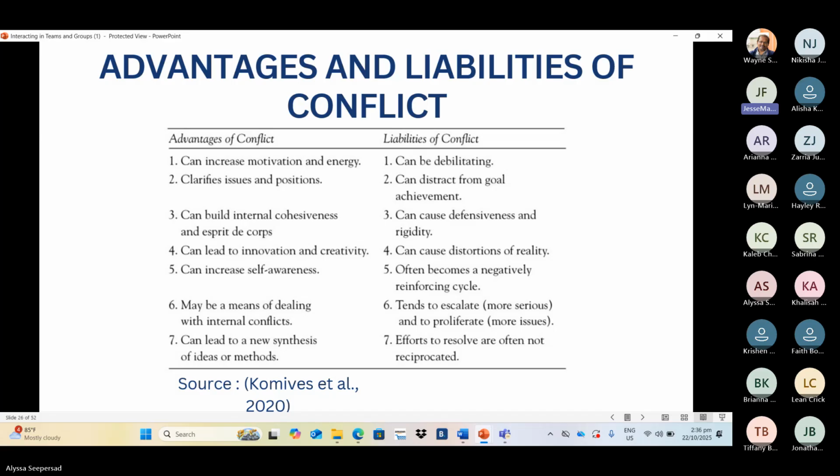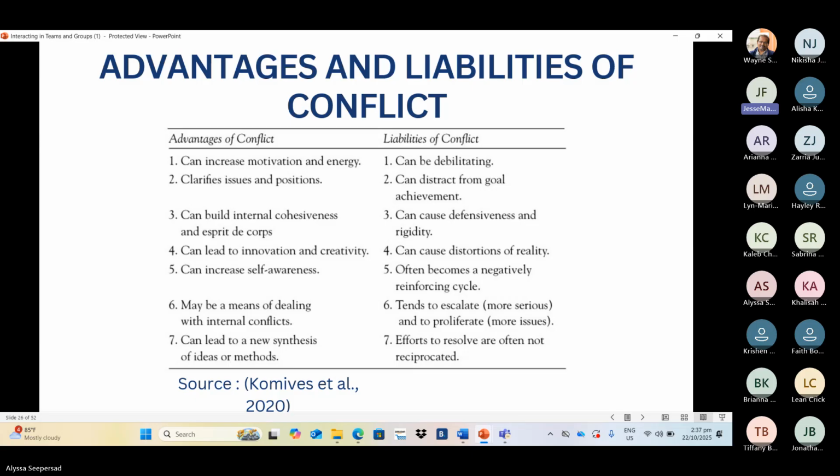It can increase self-awareness, so conflict can help people see their own strengths and values more clearly. Maybe a means of dealing with internal conflicts. It can help people confront or resolve their own personal and emotional traumas. And lastly, it can lead to new synthesis of ideas or methods. So, what this means is that combining the opposing views of the parties can actually create new and better outcomes for the group.